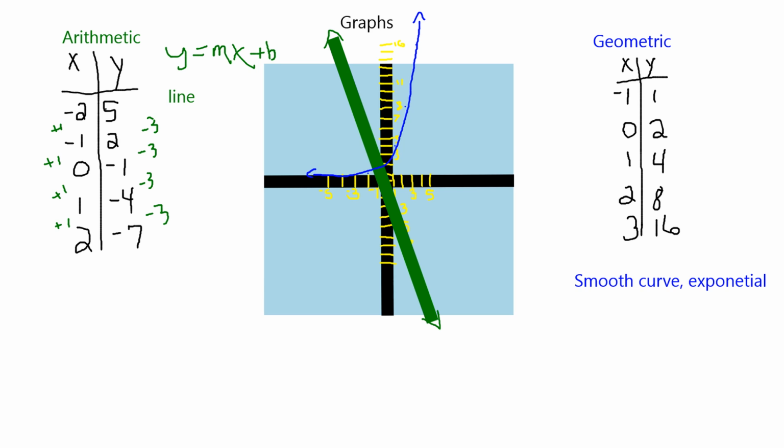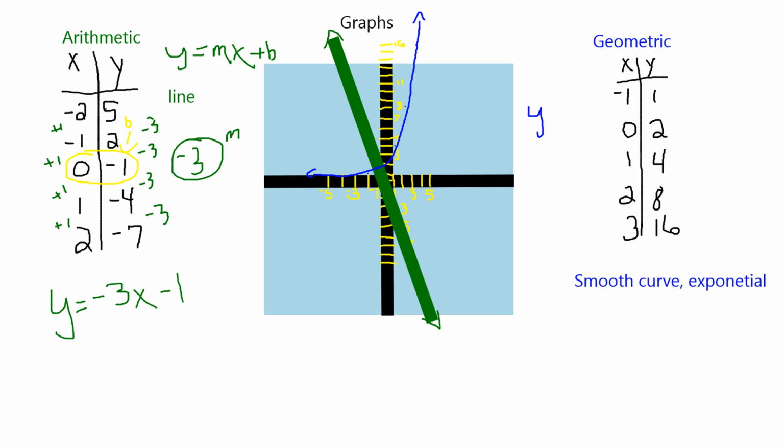So my constant difference is -3. That is your m value, or your slope. Your b is where you're beginning, and so your b is wherever x is 0. So in this case, my b is -1. So what that means is my equation is going to be y equals -3x minus 1.